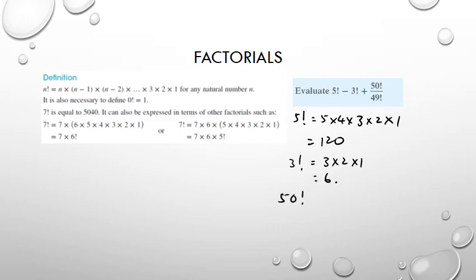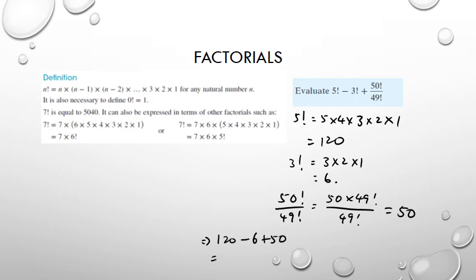Now 50 factorial over 49 factorial. If you want to go through and work it out, be my guest, but I'm not going to. You can convert 50 factorial to 50 times 49 factorial. The 49 factorials are the same, so that gives us a 50. So then we actually have 120 minus 6 plus 50, which then gives us 170 minus 6, which is 164.